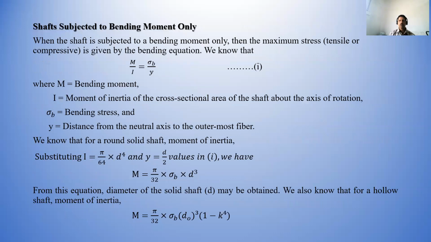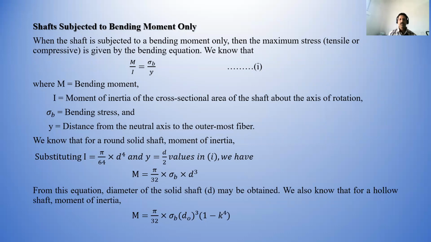When the shaft is subjected to bending moment, the maximum tensile or compressive stress is given by the bending equation, which we have already studied in the mechanics of solids in the theory of simple bending. M by I is equal to sigma b by y, where M is the bending moment, I is the moment of inertia of the cross-sectional area of the shaft about the axis of rotation, sigma b is the bending stress, and y is the distance from the neutral axis to the outermost fiber. For a solid shaft, the moment of inertia I equals pi by 64 d to the power 4 and y is equal to d by 2. If you substitute these values in the equation, we get M equal to pi by 32 sigma b d cube. From this equation, we will find the shaft diameter.